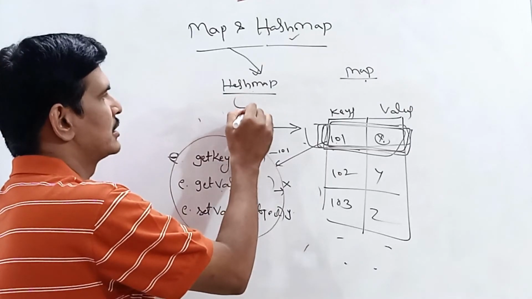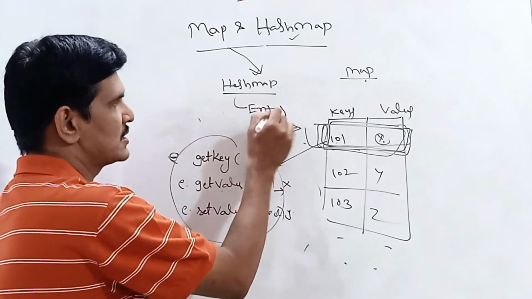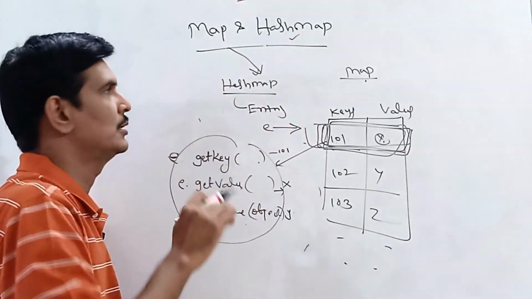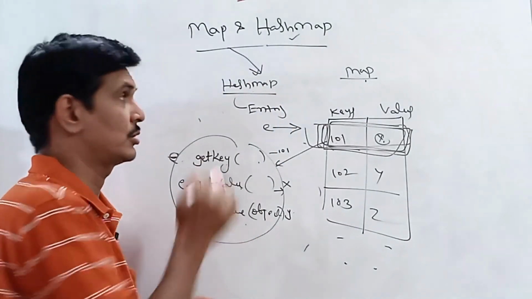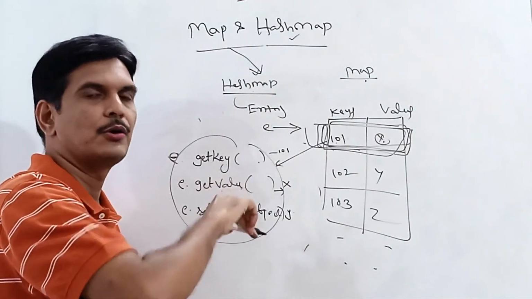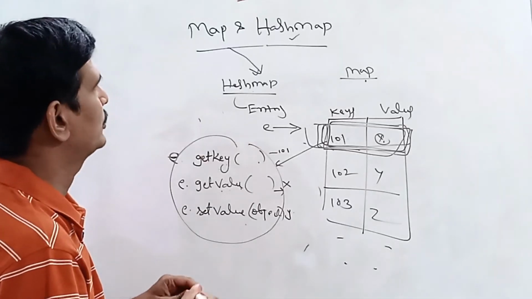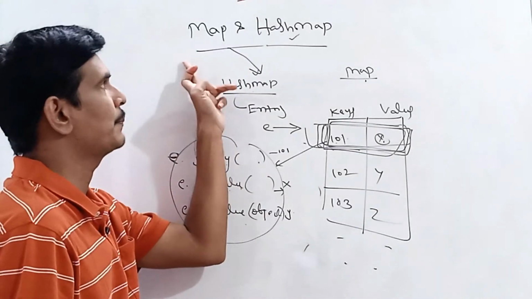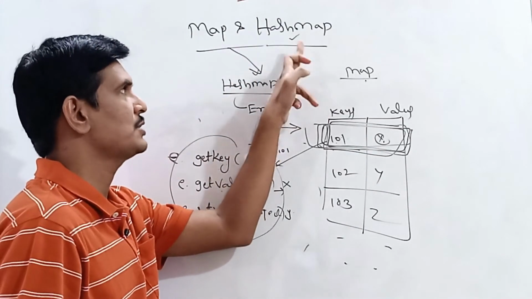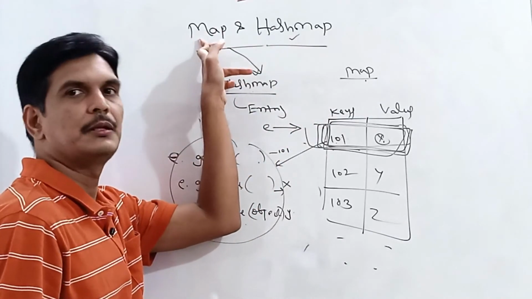Entry is one more interface of Map, and this is not a child interface, guys. It is a nested interface of Map, so it is used with the HashMap class. Okay, so this is all about Map and HashMap. Map is an interface, and HashMap is a class which implements all the methods from Map.